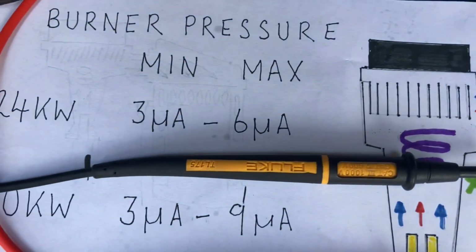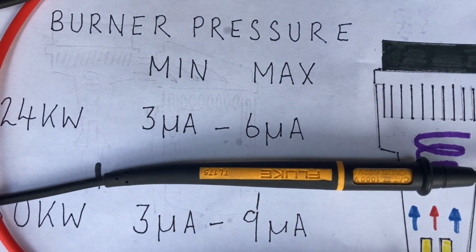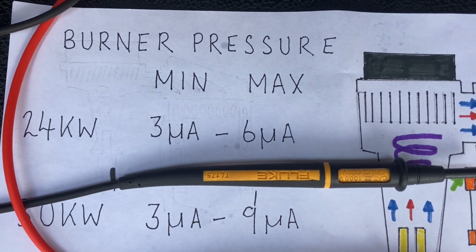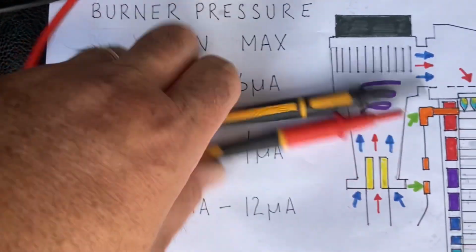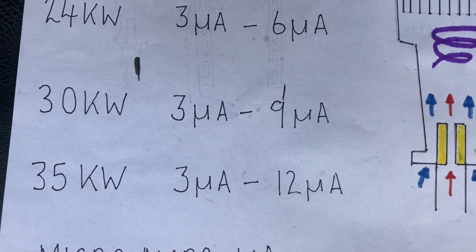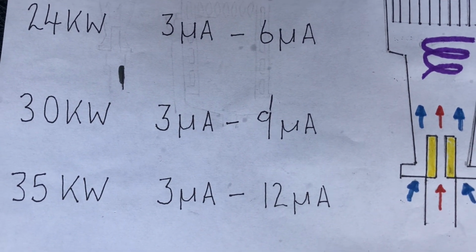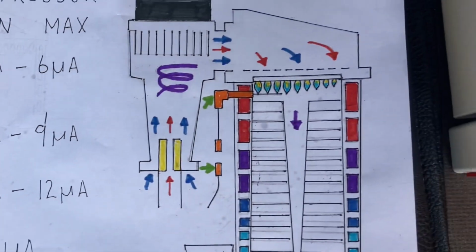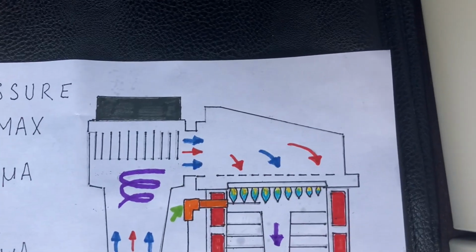On a 24 kilowatt boiler, you should be getting roughly around 6. It won't be bang on, it might be 5.5, 5.9, but somewhere close to 6. On a 30 kilowatt boiler, you should be getting about 9. And 35, 12. If you're getting readings like half of that when you're running it, more than likely your burner's blocked.